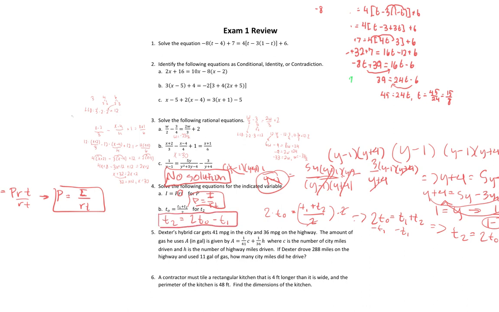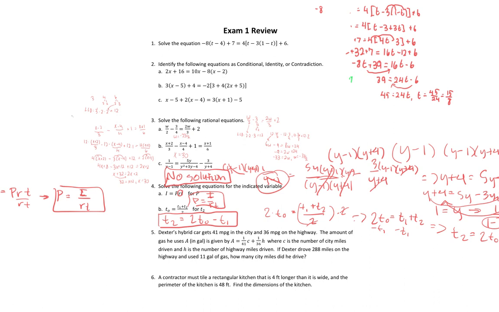All right, so for problem 5, we have Dexter's hybrid car gets 41 miles per gallon in the city and 36 miles per gallon on the highway. And so the amount of gas he uses is given by this equation, where C is city miles and H is highway miles. And it says if Dexter drove 288 miles on the highway and used 11 gallons of gas, how many city miles did he drive?